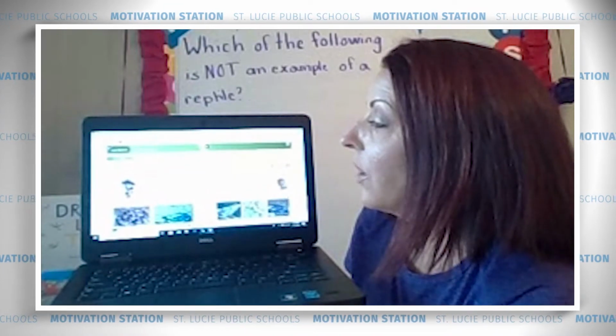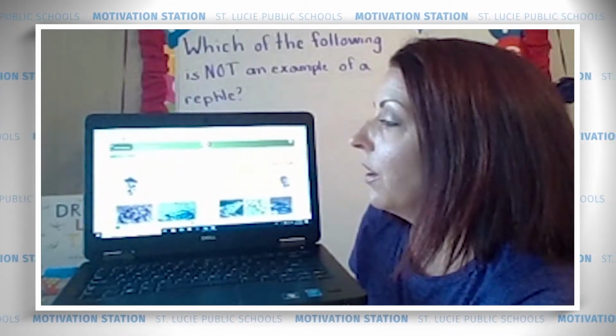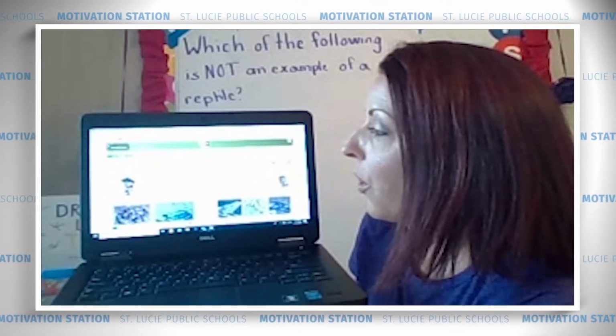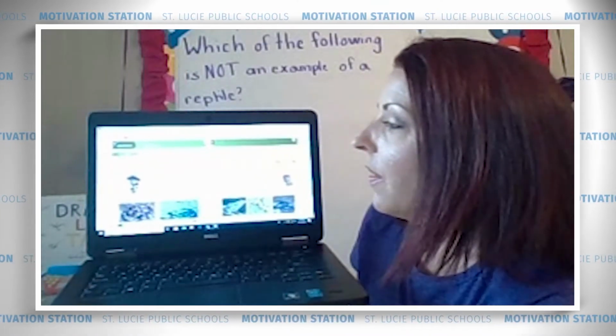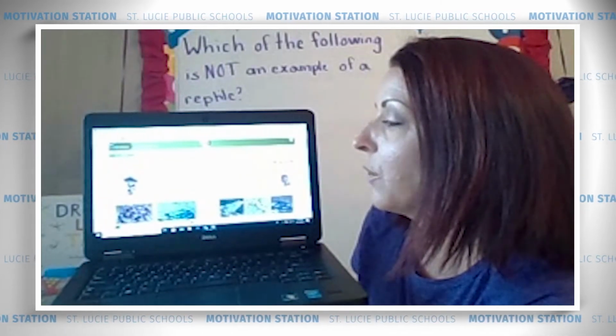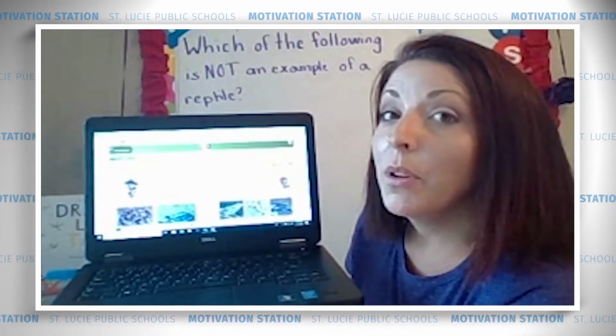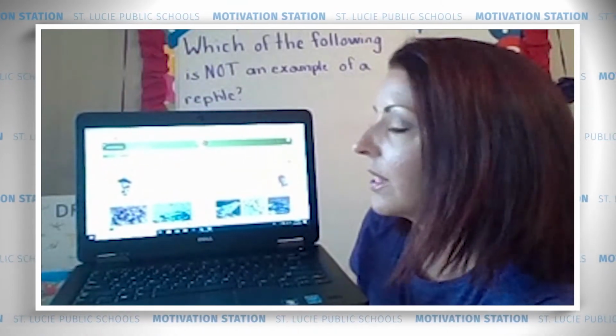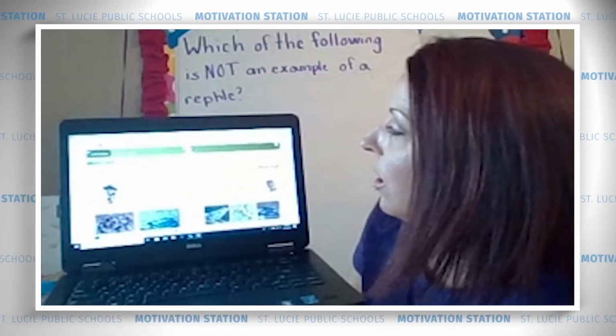Some reptiles live on land and some live in water. Many reptiles, such as crocodiles, are comfortable both on land and in water. They are comfortable because reptiles are covered in waterproof scales that keep their bodies from drying out. Common reptiles include turtles, crocodiles, alligators, snakes, and lizards.